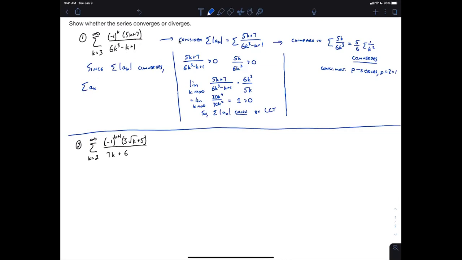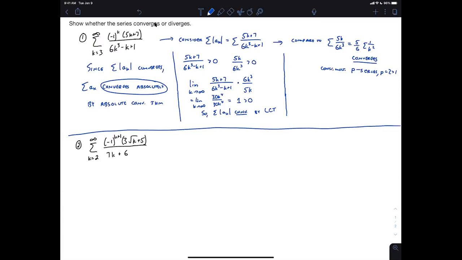So the absolute value is this one. The original series is the sum of a_k, and it converges absolutely. And the name of the theorem that allows you to make that conclusion is the absolute convergence theorem. It kind of sounds like you're repeating yourself, but the answer is that this converges absolutely, and it converges absolutely by the absolute convergence theorem.